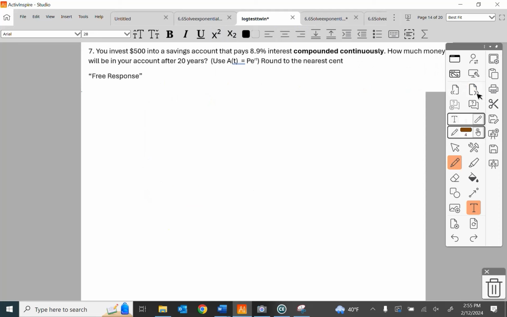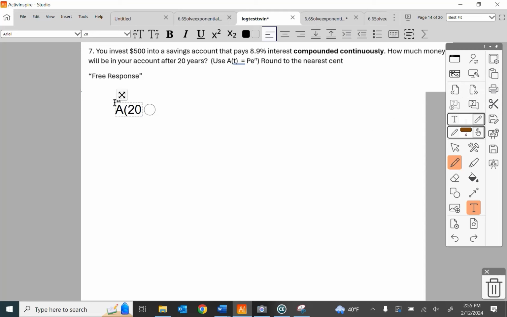Number 7: you invest $500 into a savings account that pays 8.9% interest compounded continuously. How much money will you have in your account after 20 years? I said I would put a question this easy on your test when I did this instruction, and I did, and it's going to be missed ridiculously.